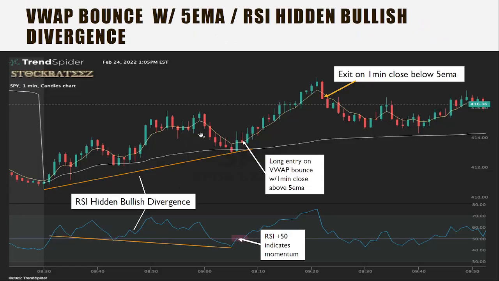So yeah, here we've got hidden RSI divergence, and you can go ahead and Google that. RSI is up over 50. And then here we look for a VWAP bounce, but we want to make sure that the candle is above the 5 EMA. So we take that long, and then we ride it until the 5 EMA cracks, on a 1 minute candle close. And make sure you guys wait for the candles to close.